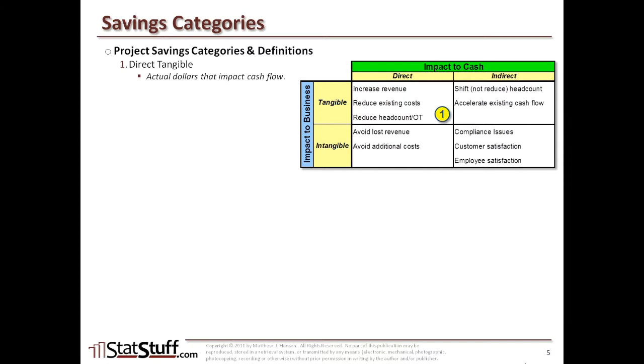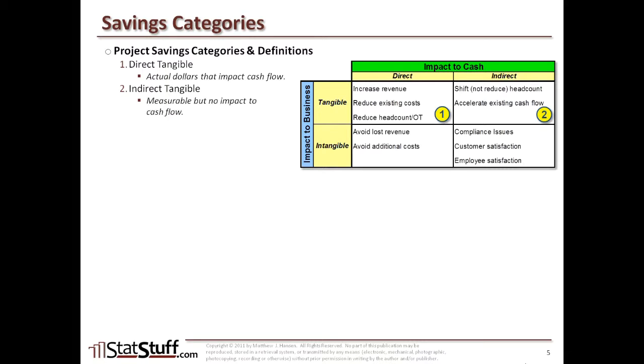So the examples given in this particular box would be something like increasing revenue, or reducing existing costs that we have, or reducing headcount, or reducing overtime. Now another category on here is indirect tangible. These are things that are making an indirect impact to cash, but they're still tangible and measurable to the business. So it's measurable, but not necessarily an impact to our cash flow.